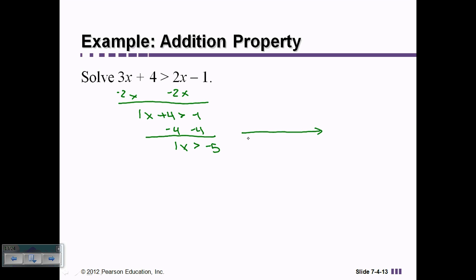If we graph this, here's negative 5. Because it's just a greater than symbol and not an equal to symbol, we do a parenthesis, and we're going to shade to the right because the arrow is pointing to the right. In terms of interval notation, we're going to have parenthesis, negative 5, infinity, parenthesis.